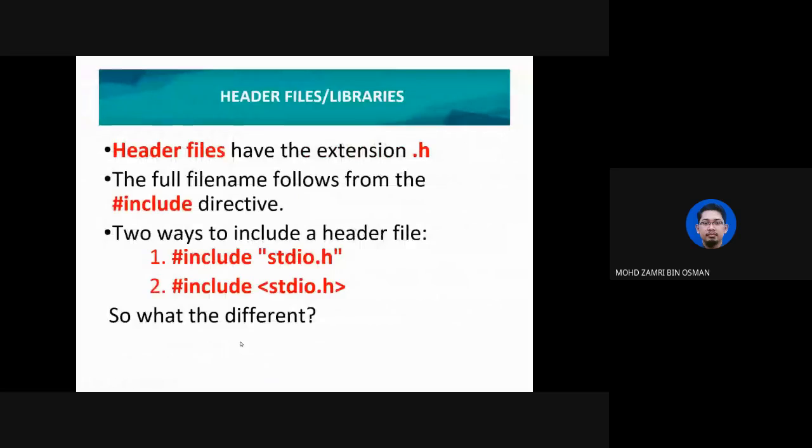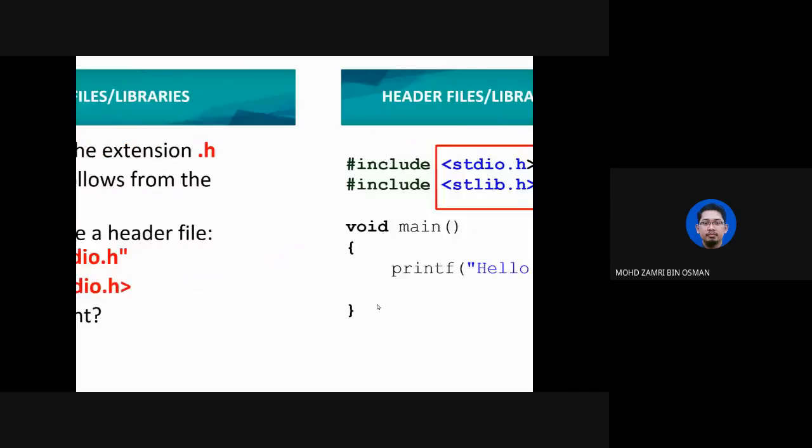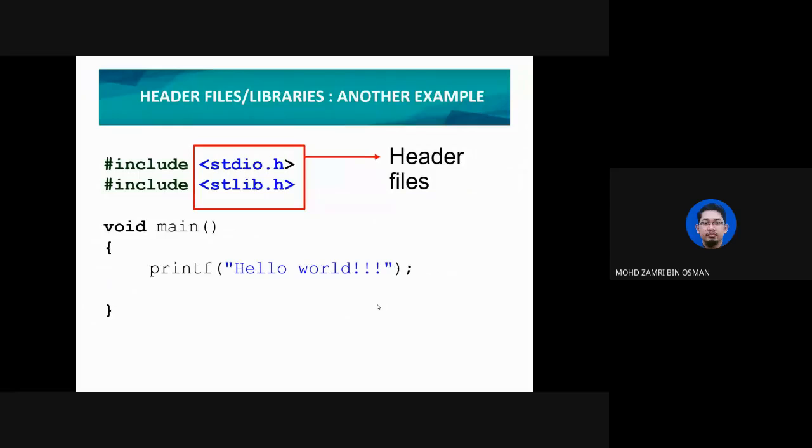Okay, so how can we design the preprocessor directive here? There are two ways. Either you can use a double quote like the first one here, or you can use the greater than or less than symbols around stdio.h. So what is the difference? The difference is only the symbols here, but the implementation is still the same. So another example looks like this one.